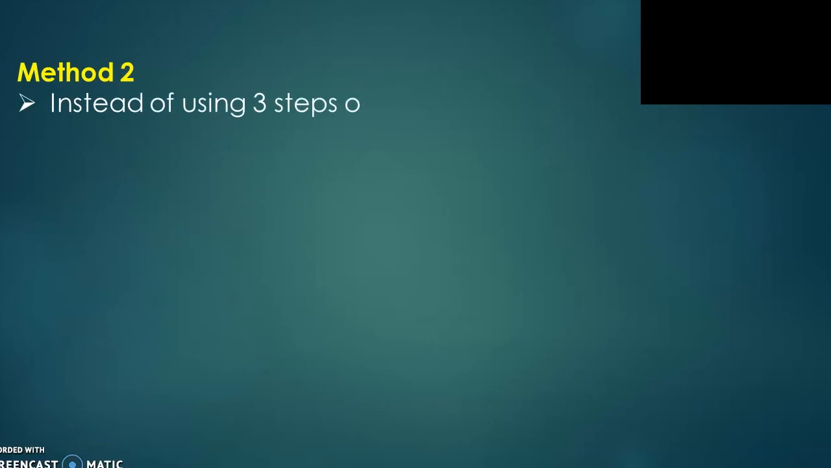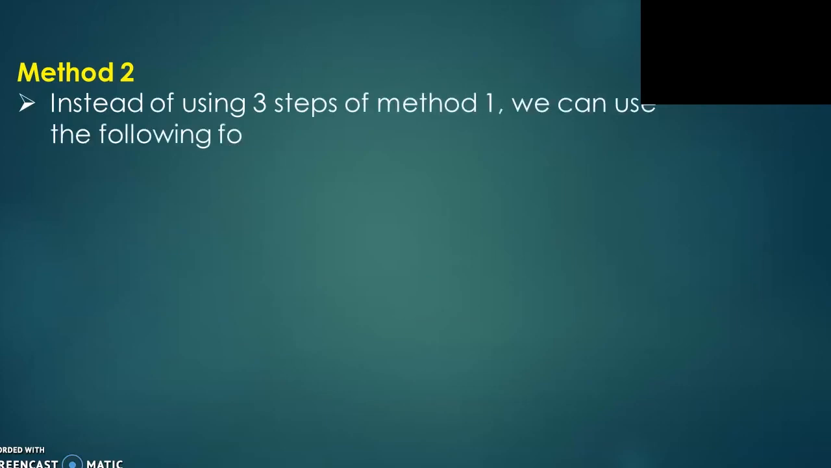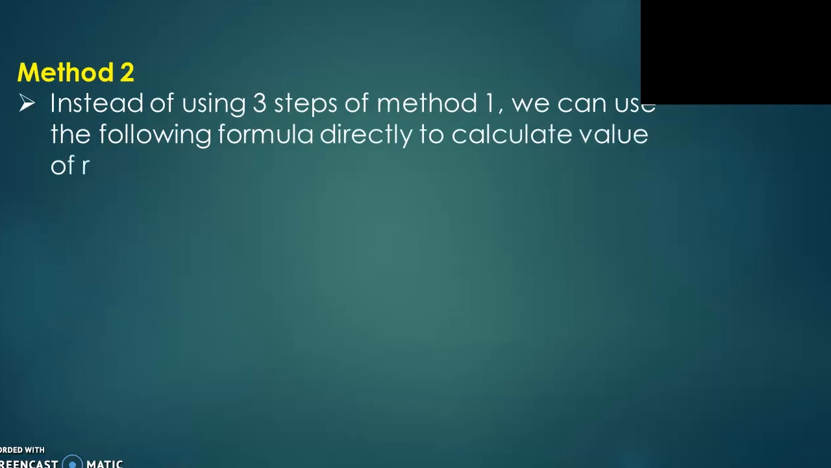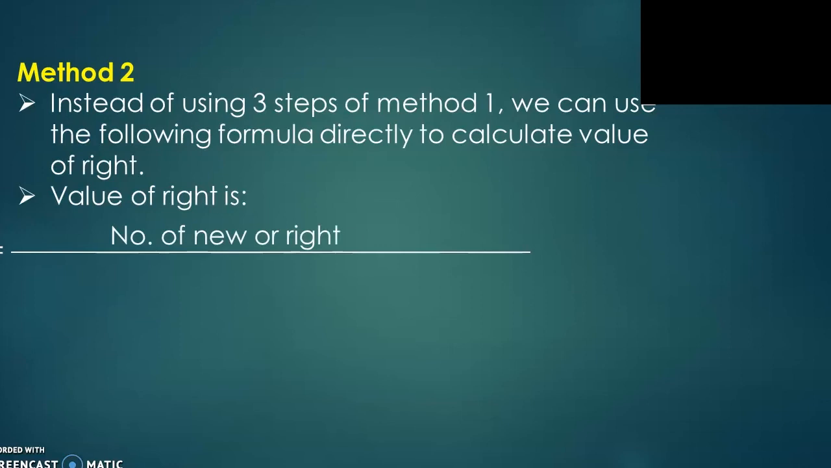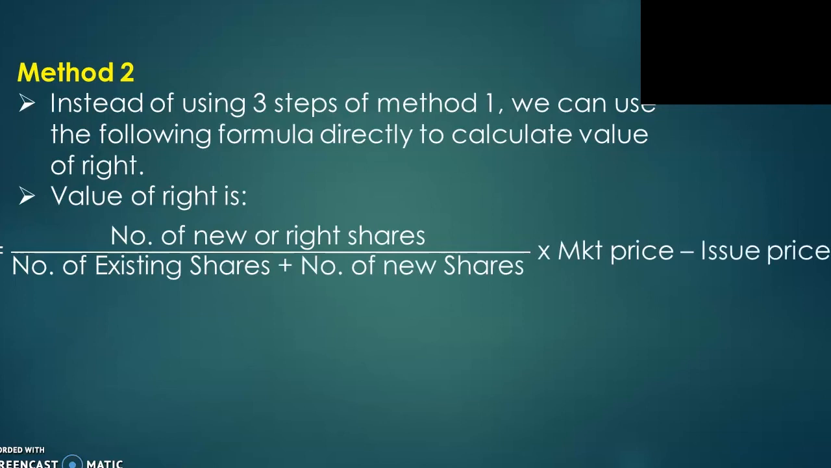Moving to the second method, method 2. It is a simple method. There is no need for step-by-step calculation. You can easily calculate the value of right by a simple formula, that is, number of new or right shares divided by number of existing shares plus number of new shares, into market price minus issue price. This is the simple formula for calculating value of right. No need to calculate step by step, only apply this formula, and we get the value of right.